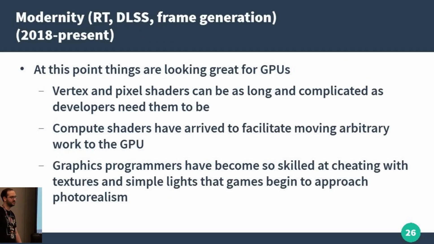At this point, things are looking great for GPUs. Vertex and pixel shaders can be as complicated as you want them to be. Compute shaders have arrived to allow you to move even more giant chunks of work to the GPU. And in the intervening years, graphics programmers have become so skilled at cheating with the existing techniques that games begin to approach photorealism, which is why now I need to take a brief aside to talk about a little thing called ray tracing.